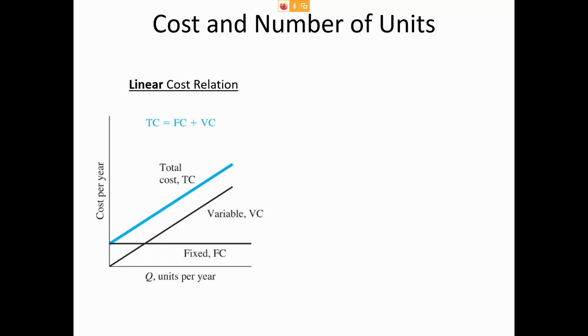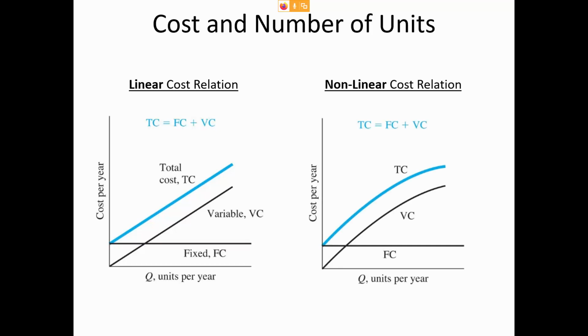So here is an expression that's showing if we have a linear relationship, meaning that no matter how many we sell, each additional unit is costing the same to produce. And the reason I show you this is to contrast it with a nonlinear relationship. So look at what's happening here.